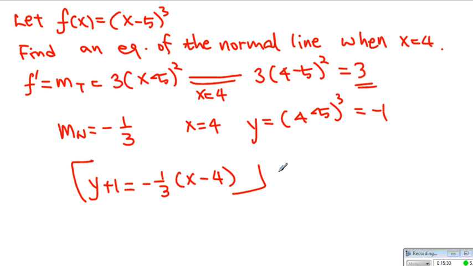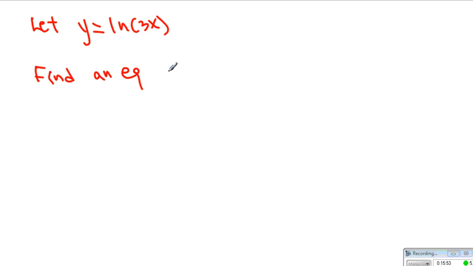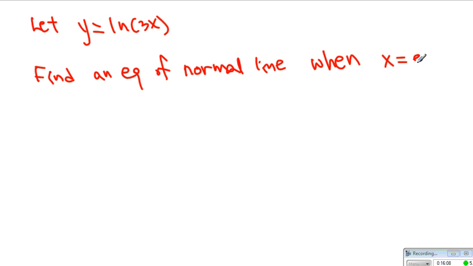Alright, let me just get to one more question and see what happens. And y is equal to ln of 3x. And I want you to find, just like before, an equation of the normal line. Let's see, when x equals e.